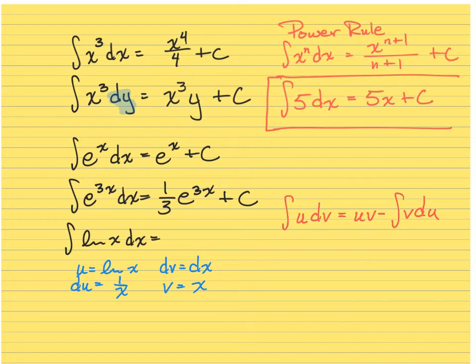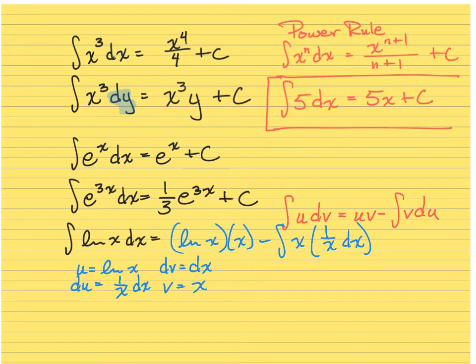And so if we plug it into our little formula here, this will equal uv, which is ln of x times x. Of course, I would normally write that as x ln of x, but we'll put it like that just to keep it consistent, minus the integral of v times du. du is 1 over x dx. I guess I forgot to put the dx down here. Okay, but look what happens.